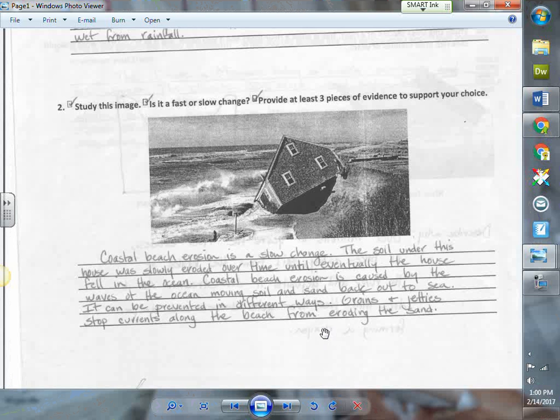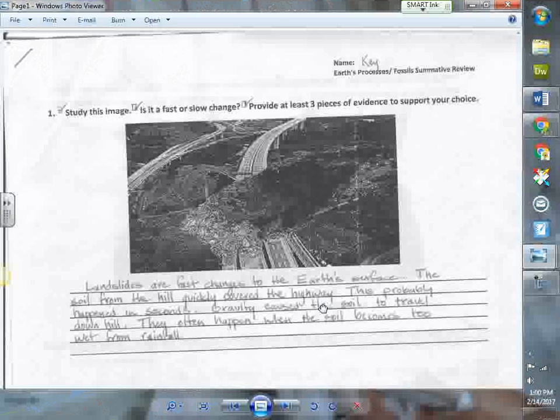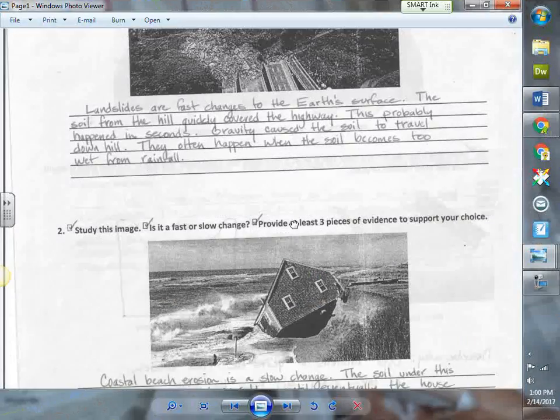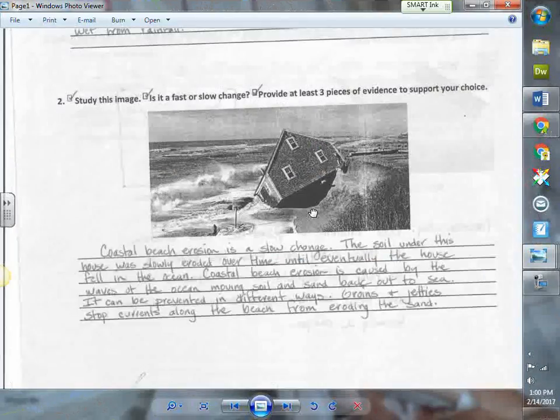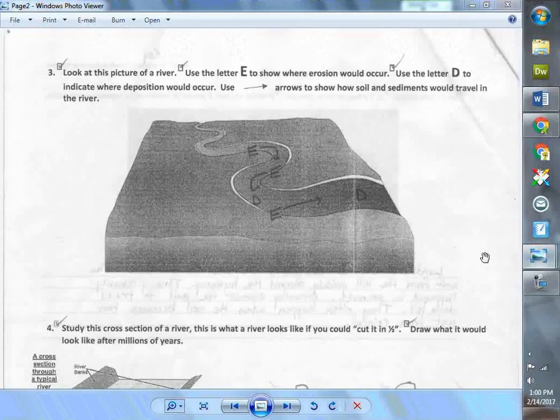And remember, on the assessment tomorrow, your job is to really write about the two changes that you studied, the two that you are an expert at. Okay, let's take a look at page number 2.